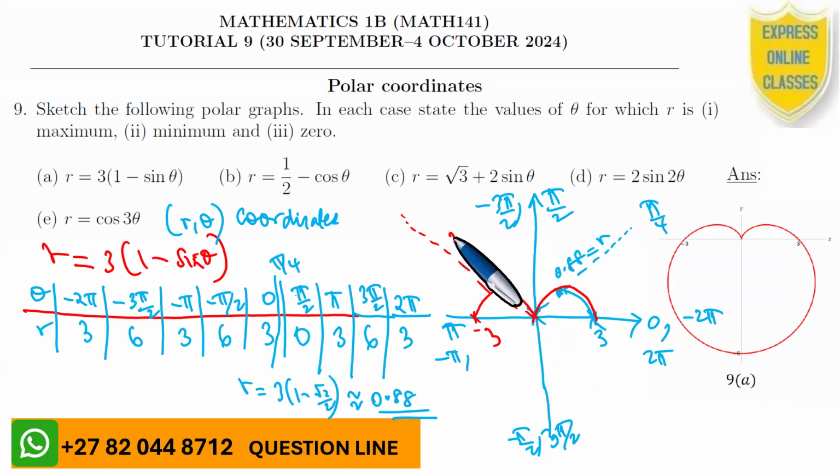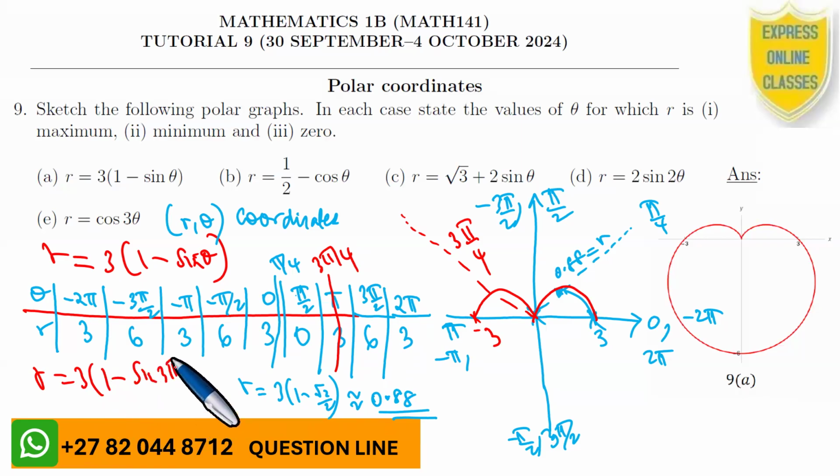Pi over 2, then there's also 3 pi over 4, because it's pi over 4, 2 pi over 4, 3 pi over 4, bigger than pi over 2. Yeah, so it is 3 times 1 minus the sine of 3 pi over 4.